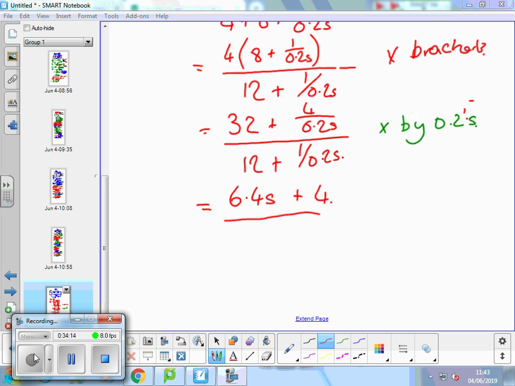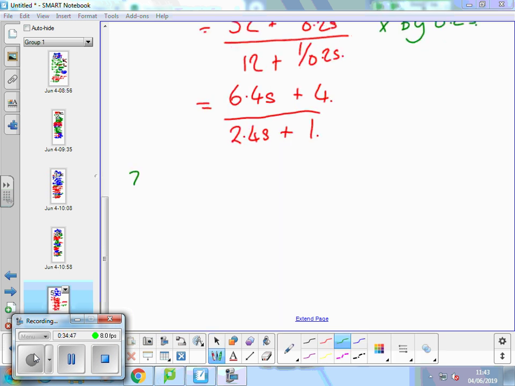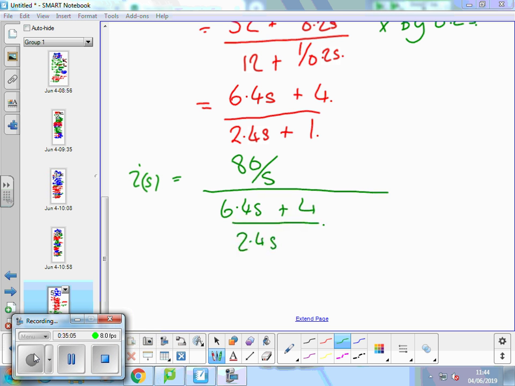12 times 0.2 is 2.4s, and that becomes the constant 1. So now we can write an expression for Is, which is Vs, 80 divided by s, all divided by that lot. Turn the denominator fraction up the other way.